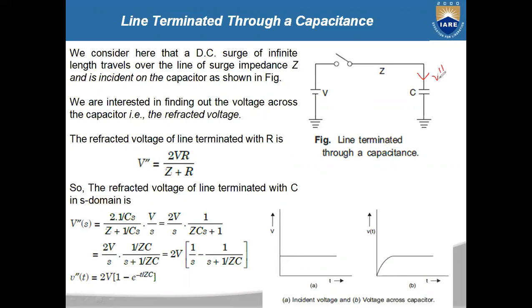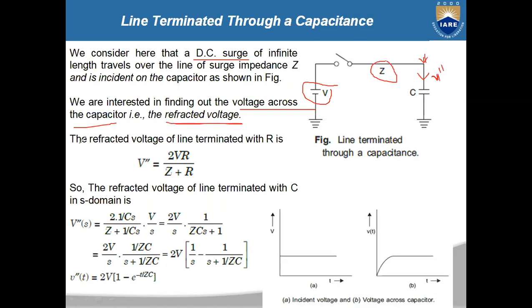Let us see. Okay, so now here the voltage wave we are going to take as a DC voltage wave, or DC surge you can say. Let us consider the DC surge which is traveling over the transmission line. Then the transmission line impedance will be Z, and the line is terminated by capacitance C. Now here our interest is to find out the voltage across the capacitor. Right, the voltage across the capacitor is nothing but the refracted voltage.